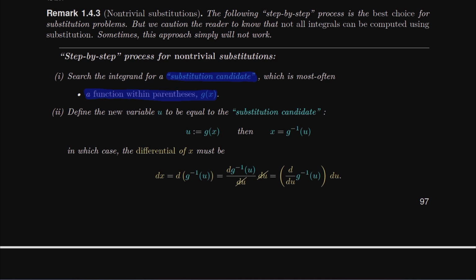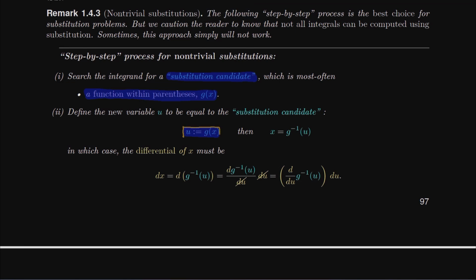You just kind of have to take one of them and run with it and see what happens, and then give yourself the opportunity to admit you were wrong if something doesn't work out, and then go back to the beginning and try again. So we're going to search for a substitution candidate, which is most often this function in parentheses, and we're just going to go right ahead and define u to be equal to that substitution candidate. Now, the derivative may not appear in the problem, and that's okay.